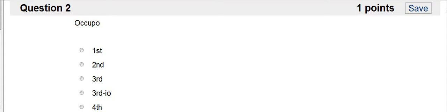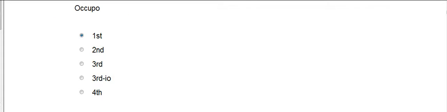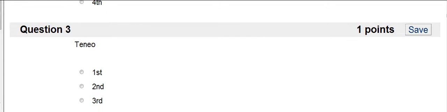Occupo. This is tough because verbs ending in O can either be first or third. You have to remember that this is first: ari, avi, atus. Again, the chart on the Latin 2 Google site will help you memorize that. Spend a lot of time knowing which ones are first and which ones are third. The rest you should be able to figure out.